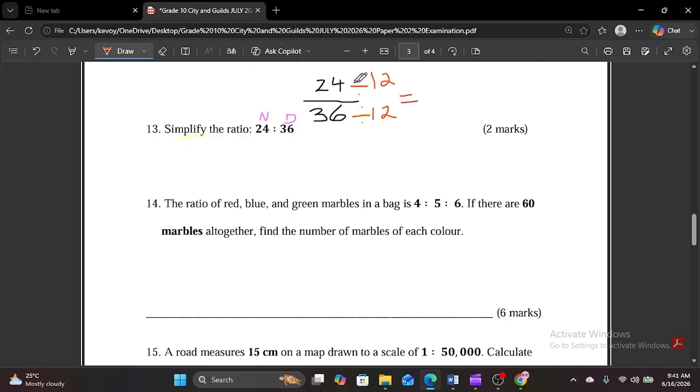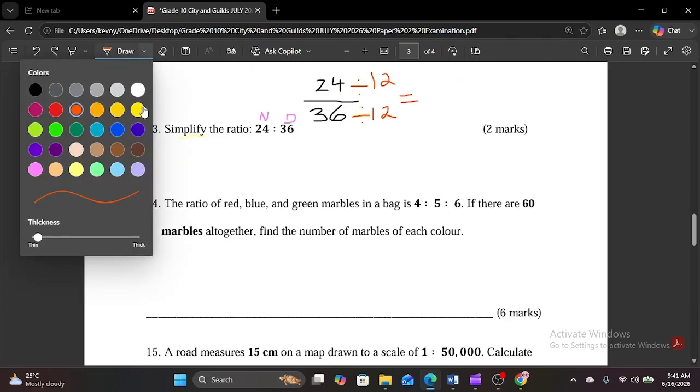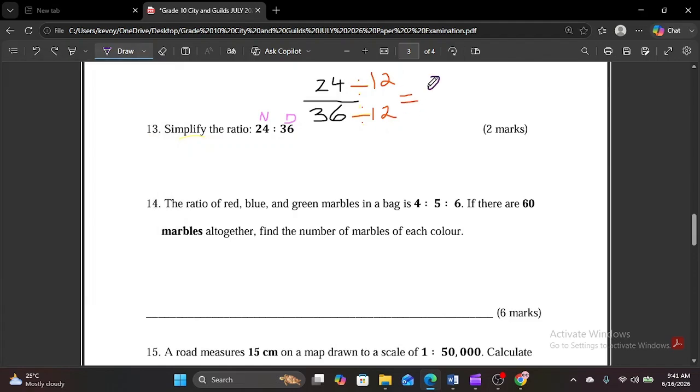Because 24 divided by 12, that's going to be 2, over 36 divided by 12, that's going to be 3. So this will be your final answer: 2 to 3.